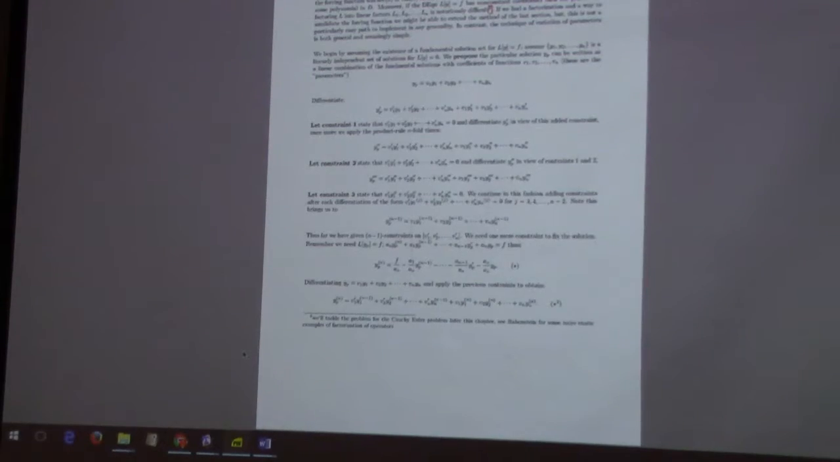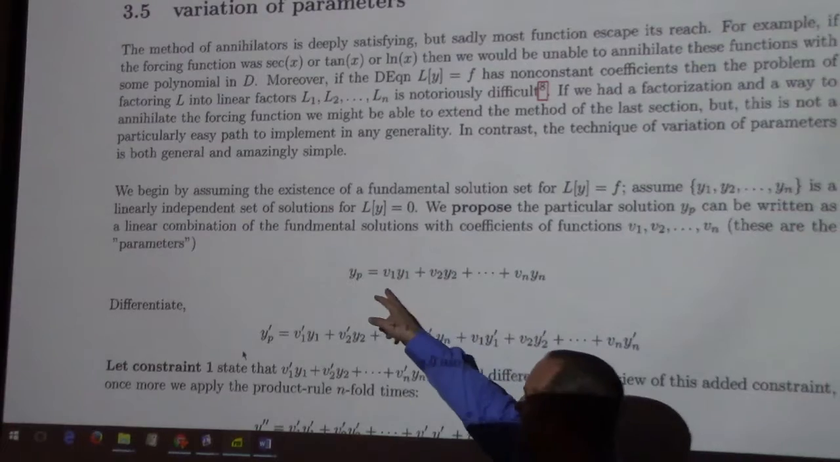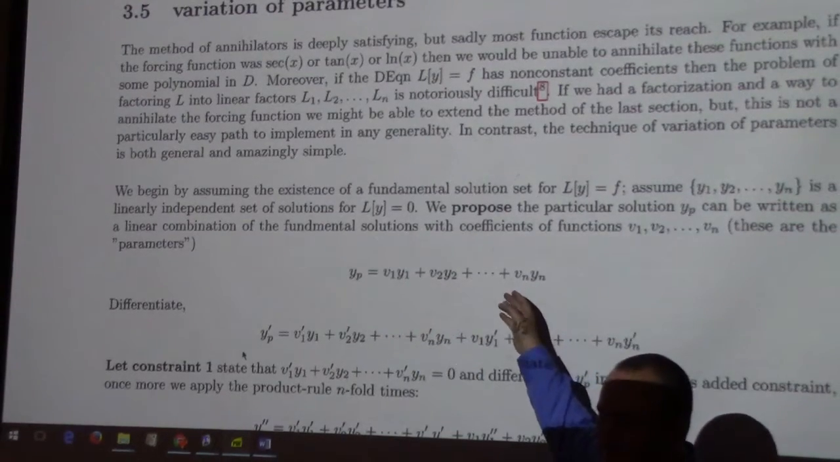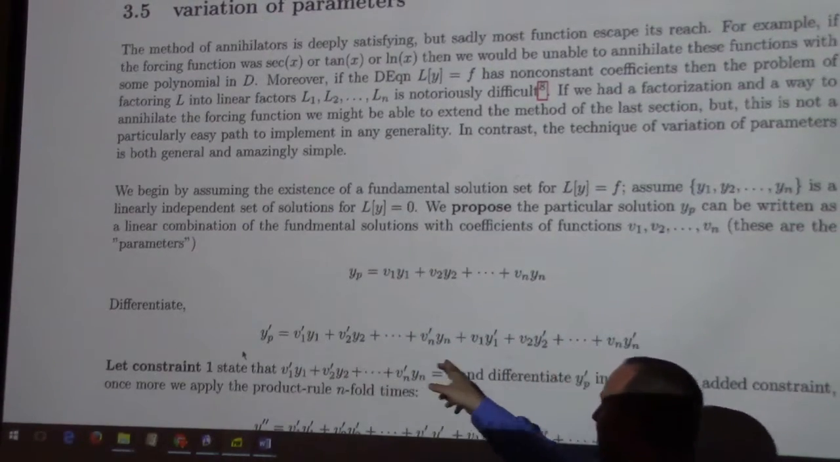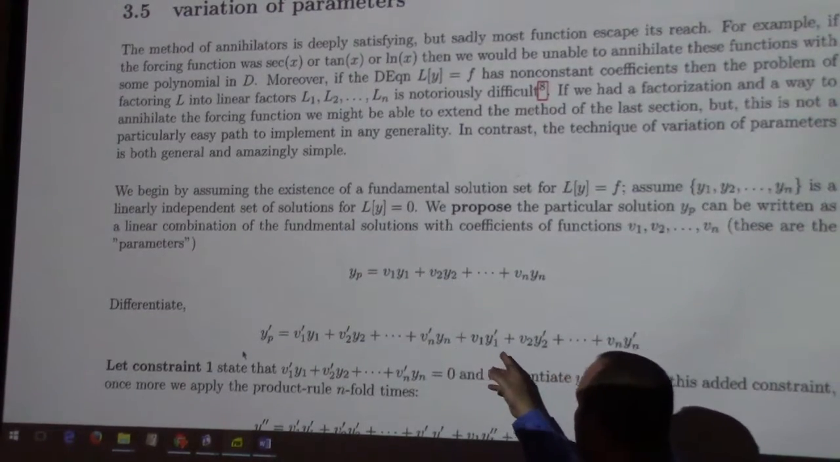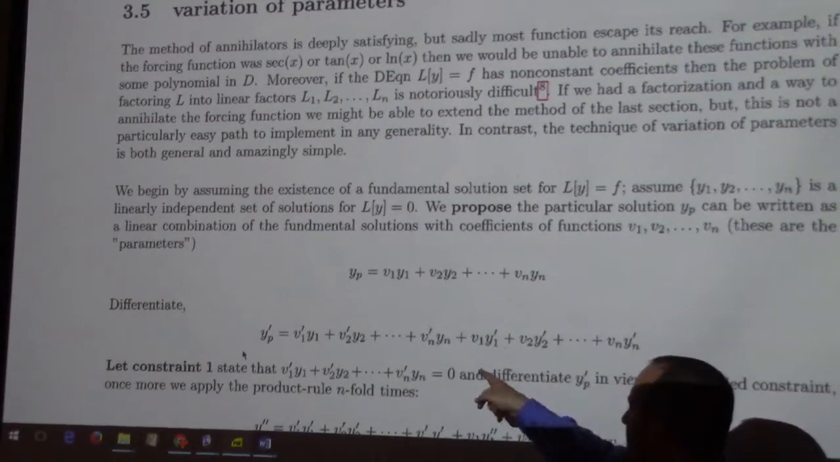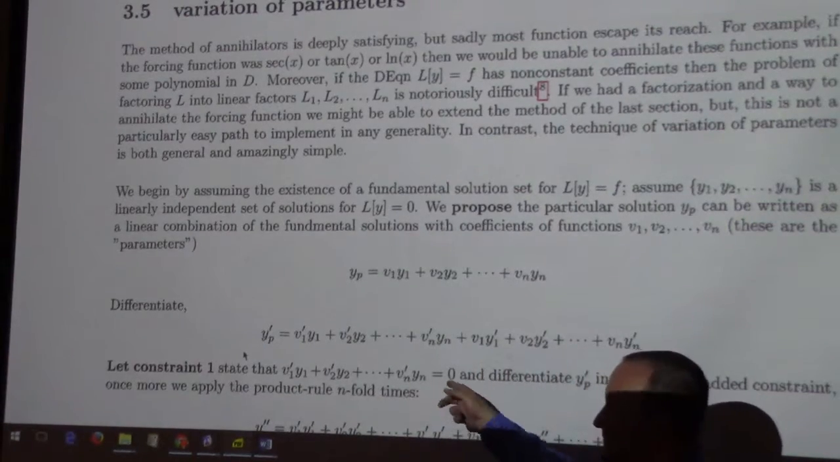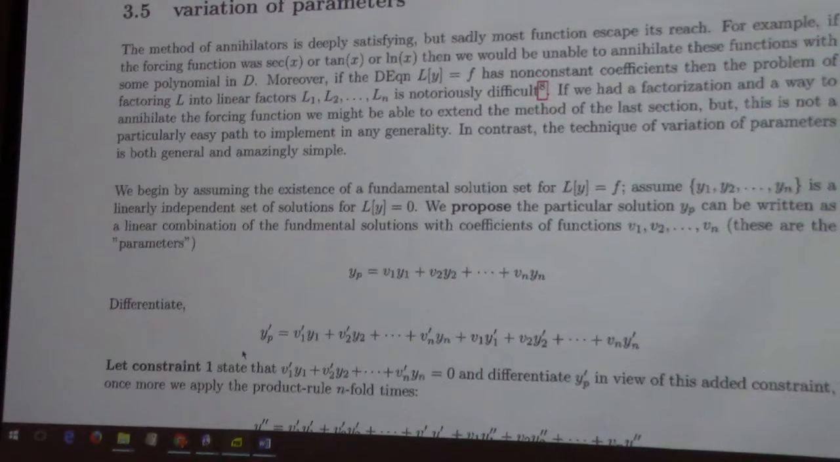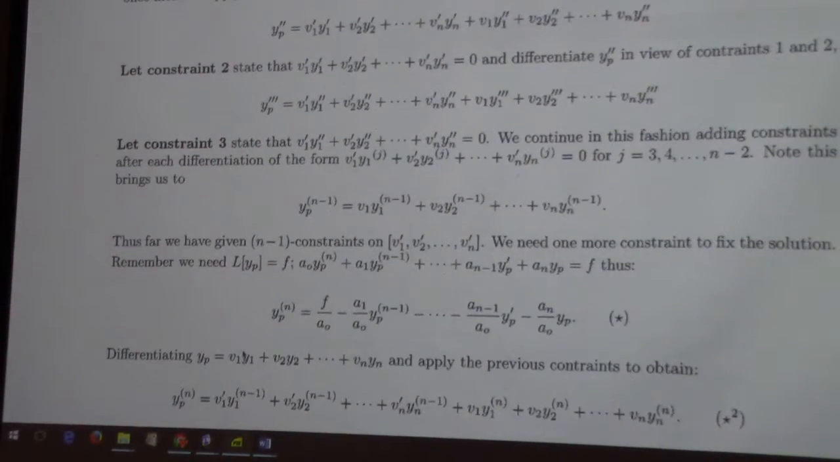So variation of parameters is also true in the nth order case. In the nth order case, you have a fundamental solution set with n things. So this is the particular solution. You differentiate it. And again, we're going to assume that the terms with derivatives on the v, like these ones, we set equal to 0 again. And then we keep differentiating. And so constraint 1 is just like our constraint.